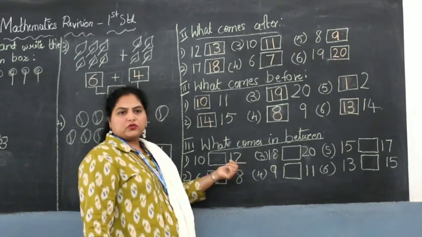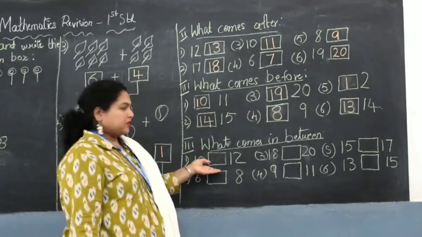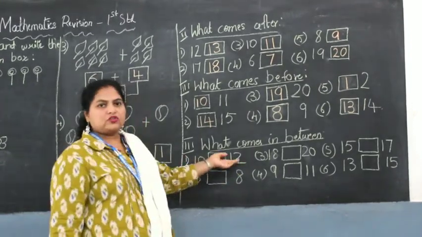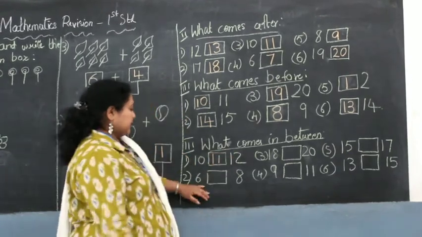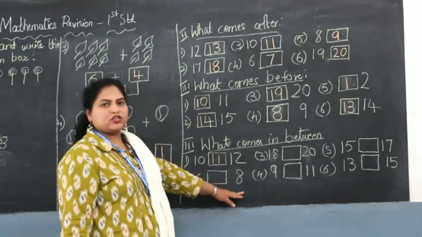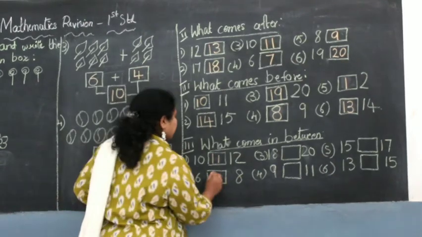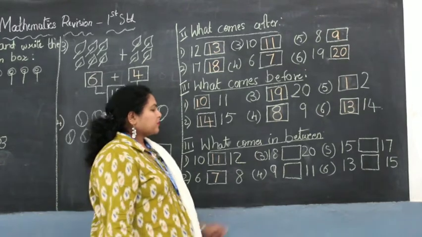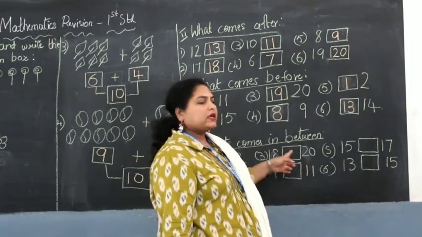What will come between 10 and 12? 10, 11, 12. So 11 comes between 10 and 12. 6 dash 8. What comes between 6 and 8, children? 6, 7, 8. So I'll write 7 in the box. 6, 7, 8.